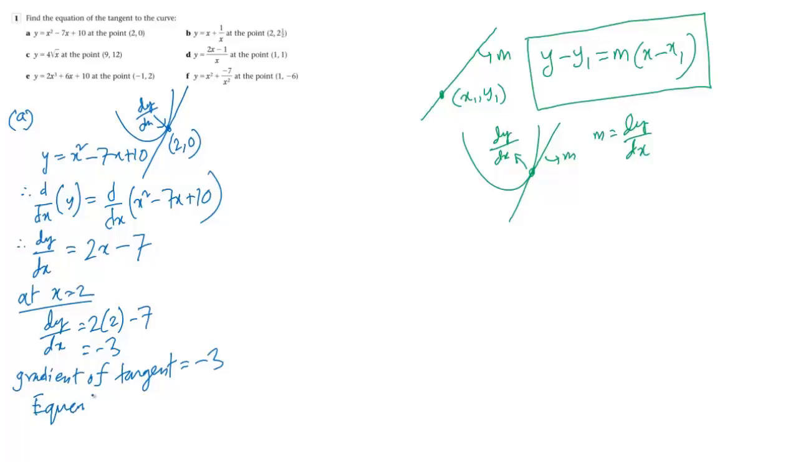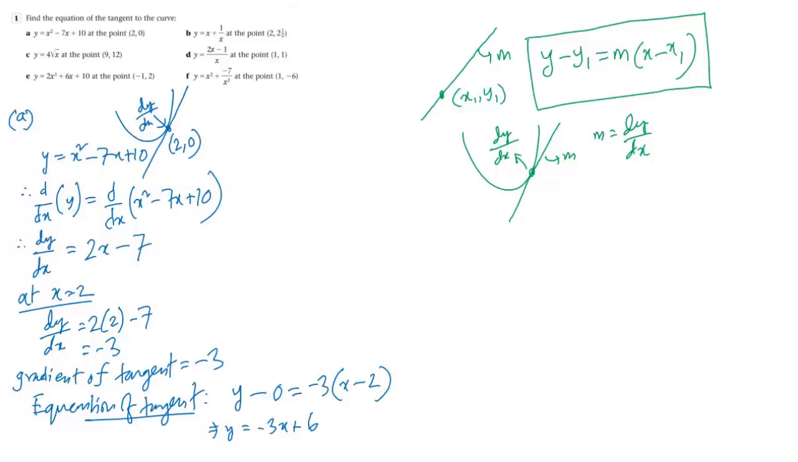Now we have to find the equation of the line. So the equation of any line is y minus y1 equals m times (x minus x1). Here y1 is the y coordinate of the point, the gradient is minus 3, and x1 is 2, so x minus 2. Now let's simplify this. y equals minus 3x plus 6. That's the equation of the tangent line, like any line.